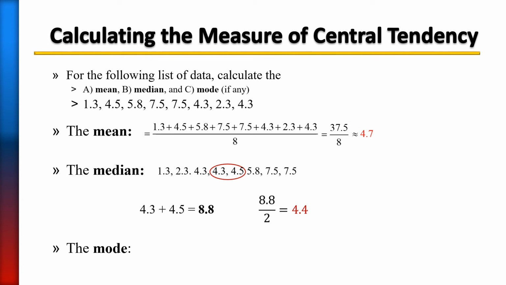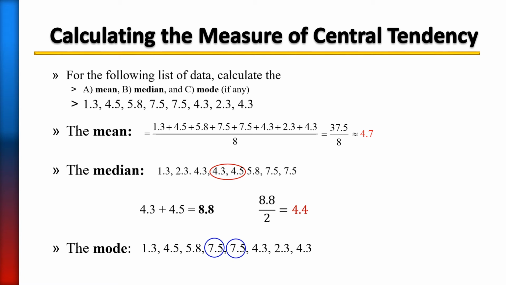Lastly, we want to find the mode. The mode is a number that appears the most or occurs the most out of all the numbers. In other words, the values that repeat themselves. So if we look at our numbers, notice that you see 7.5 twice. So yes, that's our mode.